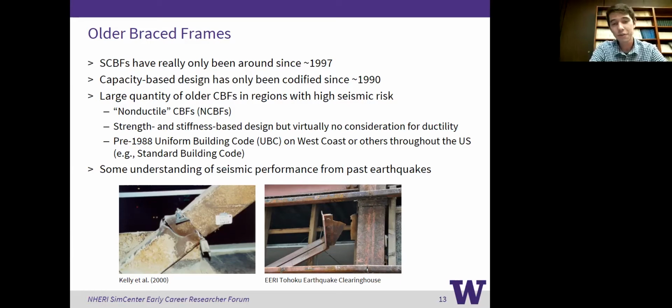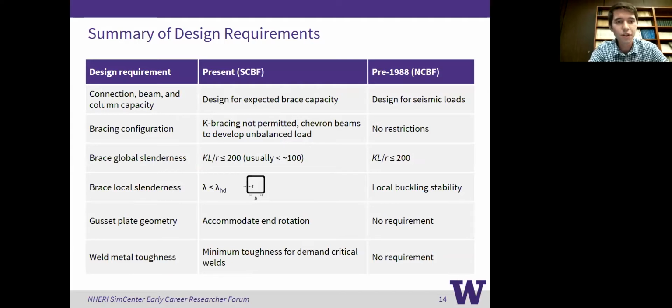From past earthquakes, okay, we have a limited understanding of what happens, and you can see some high instances of brace fracture in some frames. The left-hand photo is from a building that was damaged in the Northridge earthquake. And then on the right, you see a connection issue with that plate connection with the double angle braces that was damaged in the Tohoku earthquake. Okay, so there's some limited understanding, but we don't really know at a broader level what the impact of these different deficiencies are. And so what are those deficiencies?